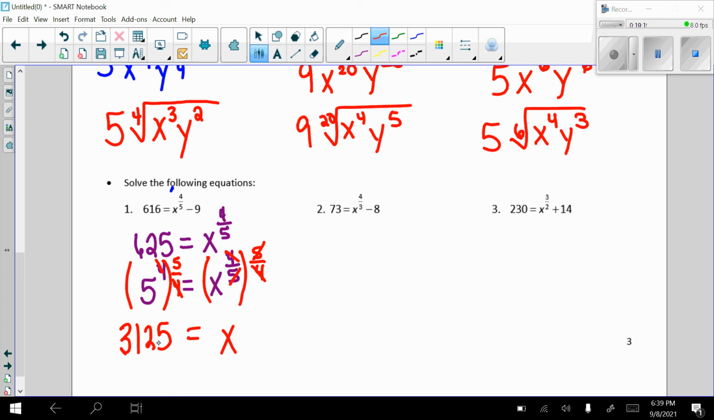So think about what we just did. Think about isolating the x value and then raising it to the reciprocal power. And go ahead and see if you can do 2 and 3.